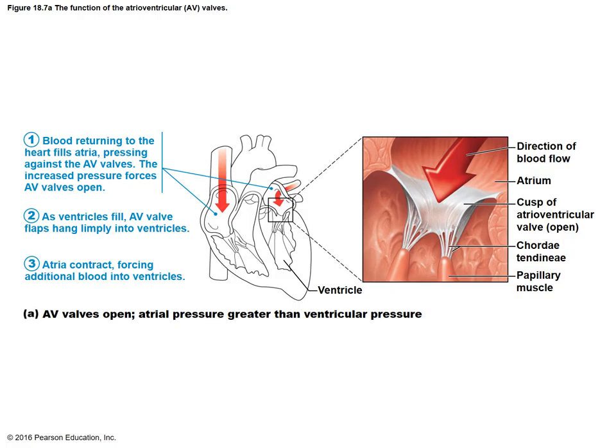So when blood returns to the heart from either systemic or pulmonary circulation, it's going to fill up the atrium and press against those AV valves, increasing the pressure that's going to force the valves to open. And then as the ventricles fill, the AV valves are just kind of hanging there, and then you have the pumping action. We'll talk later about when the valves open, when they close, and what is controlling that.